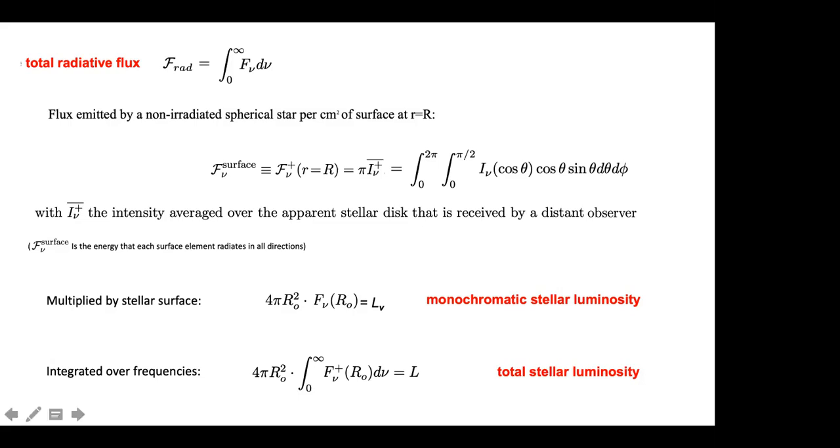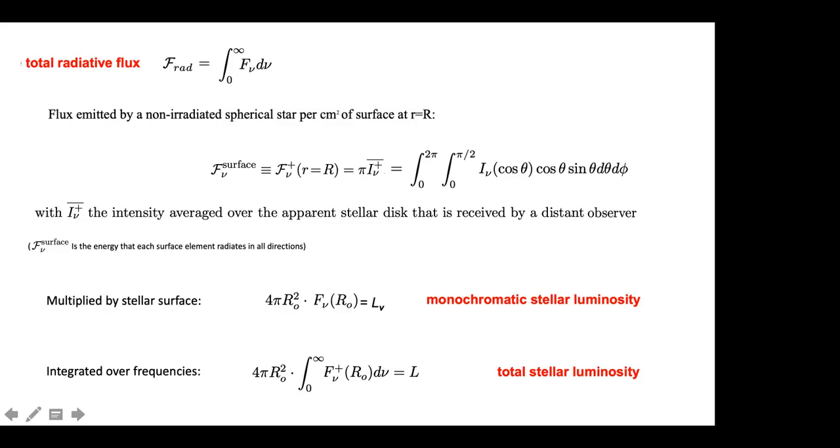If we multiply this by the stellar surface, that is 4πR², we have the stellar luminosity, but it's a function of the frequency or wavelength. So we call it monochromatic because it depends on the wavelength. And if you integrate over all the frequencies, we finally have the total stellar luminosity. That is a quantity that I'm sure you've seen previously in this course, because it's very useful and used in astrophysics. It's a parameter of the stars, and so I'm pretty sure you know it very well.